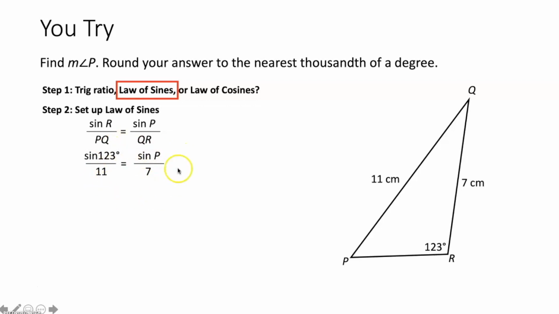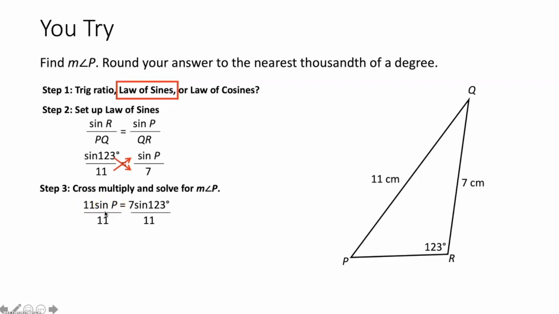Now, how do we solve this proportion? We use the cross product property. We just have to multiply across, set the two products equal to one another, and solve for P. So how do we solve for P now? Well, we need to get sine of P by itself. So we have to divide both sides of the equation by 11. And when we do that, the 11s over here cancel each other out. And on this side, we're just going to leave this 7 sine of 123 over 11 for right now.